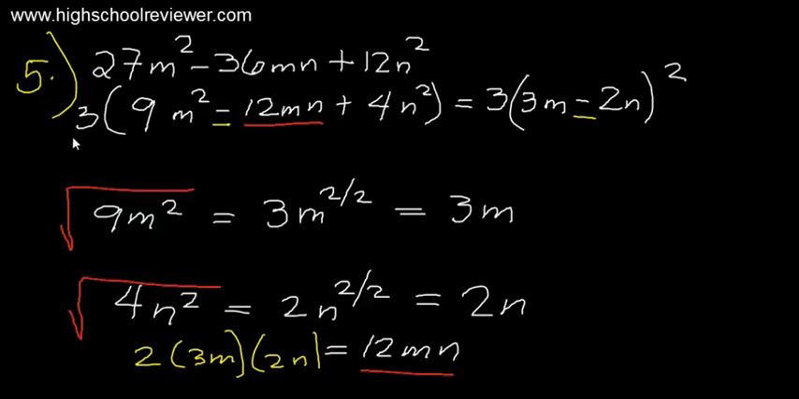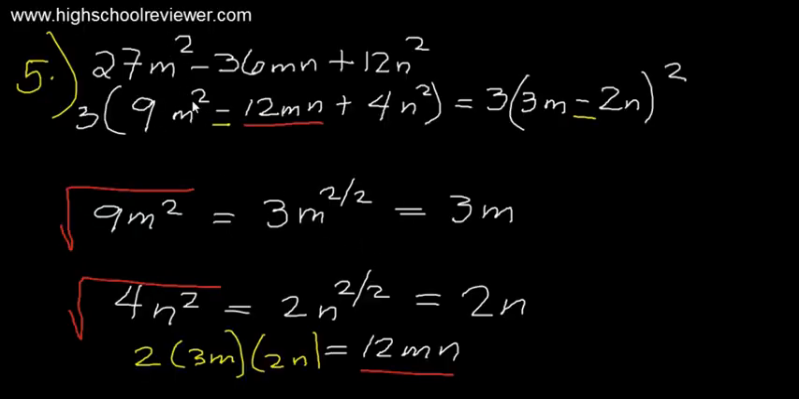So we take out 3. What's left will now be 9, since 9 multiplied by 3 is still 27. And for 36, we have here 12, since 12 multiplied by 3, that is still 36. And for 12, we have 4, since 4 multiplied by 3, that is still 12. And then this will now be our first, and this is our third term.